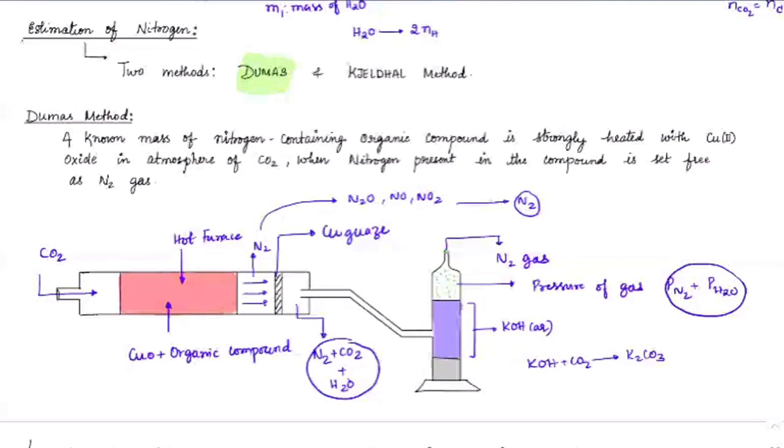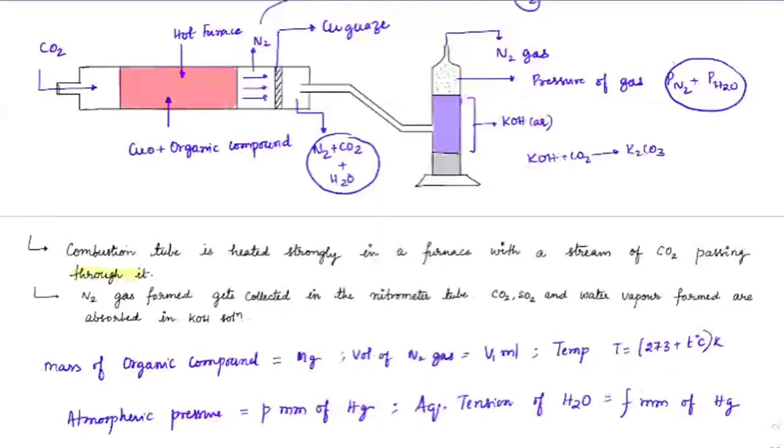On doing that, we usually get N2 gas. Even if any other gases come out, we can convert all of them to N2 gas using copper gauze. From there, we connect the N2 gas to this instrument called the nitrometer. Once you get this nitrogen, we will estimate it based upon its volume.